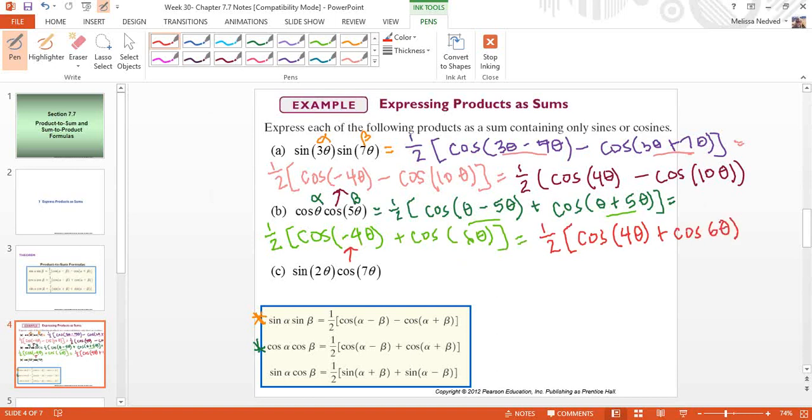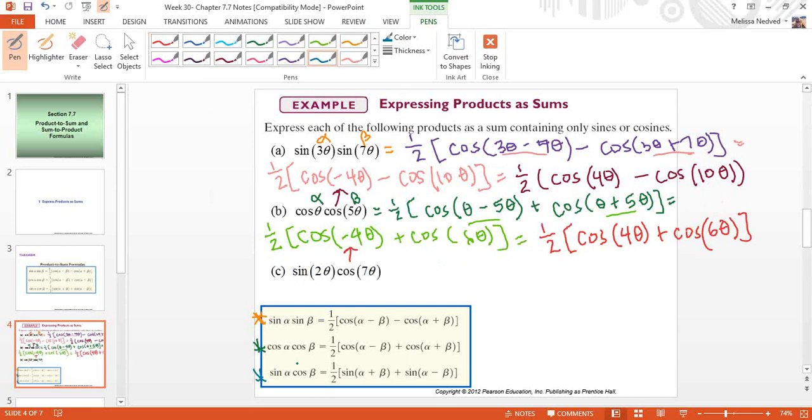So similar to my last example, but my addition in between my cosine terms is the difference than when having two sines versus two cosines. My last example here, sine of 2 theta times cosine of 7 theta. Now I have one term that's sine and the other is cosine, so I'm going to go ahead and rely on my third formula here.